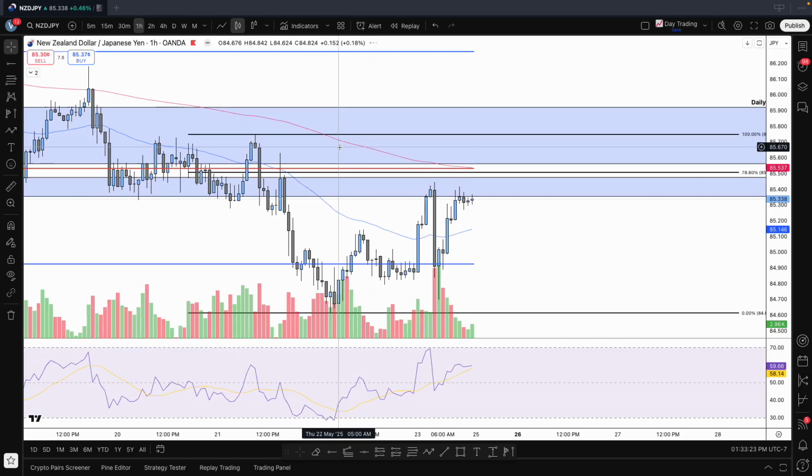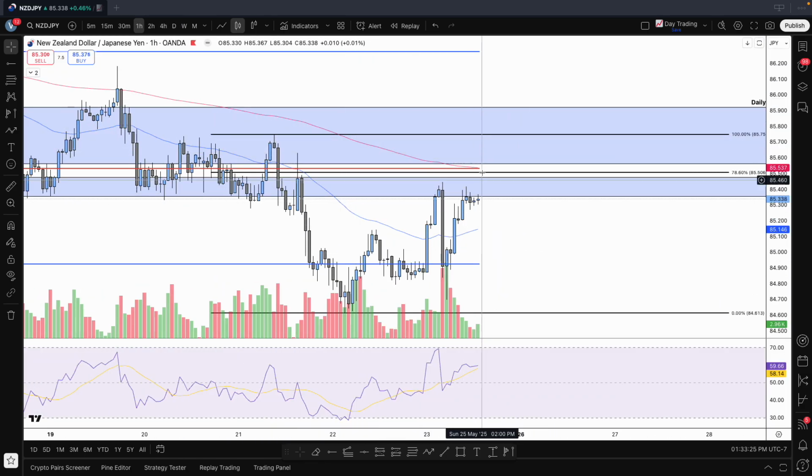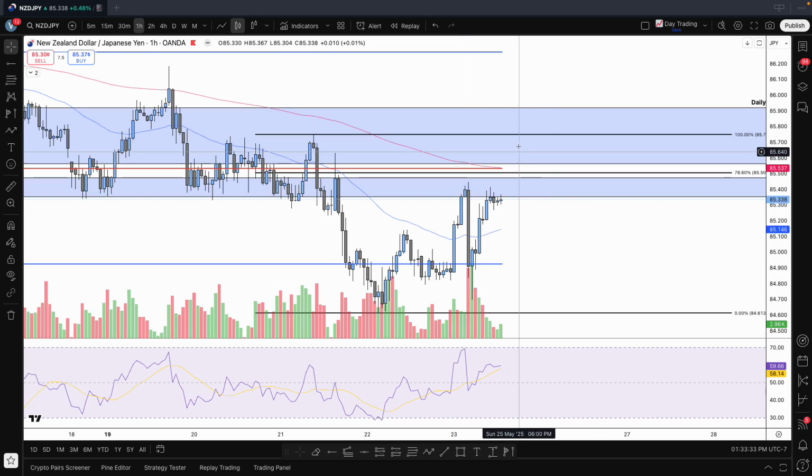So yeah, I'm just going to be looking for price to probably go deeper into this area of retracement, possibly tap into this area of supply. If that happens, that's pretty much perfect. If not, I'll be looking to enter somewhere over here.